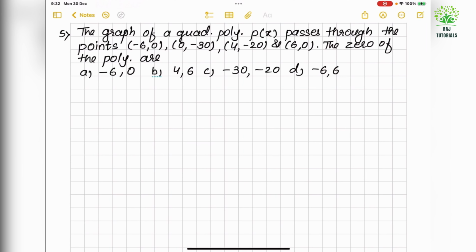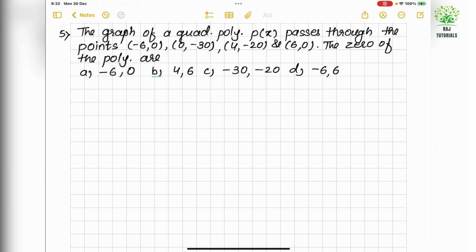And now the next question says the graph of a quadratic polynomial p of x passes through the points minus 6 comma 0, 0 comma minus 30, 4 comma minus 20 and 6 comma 0.